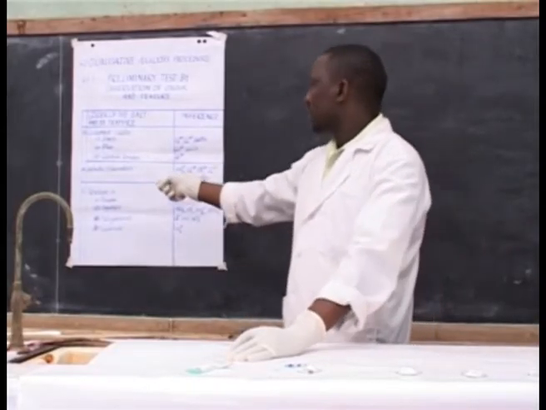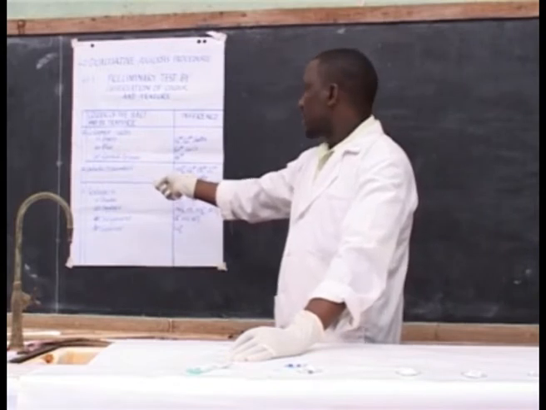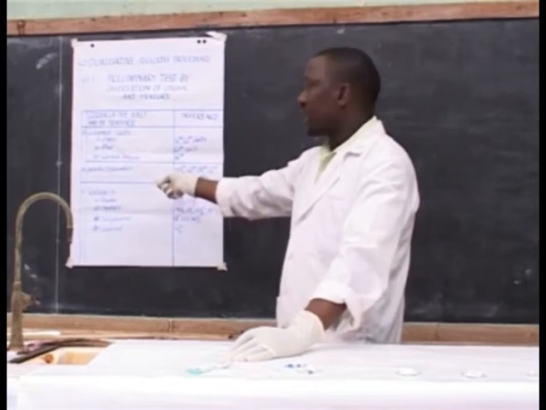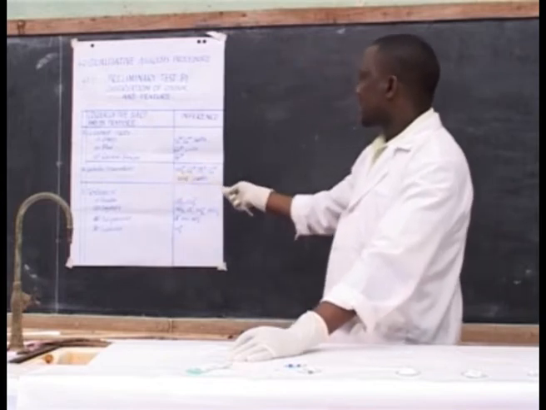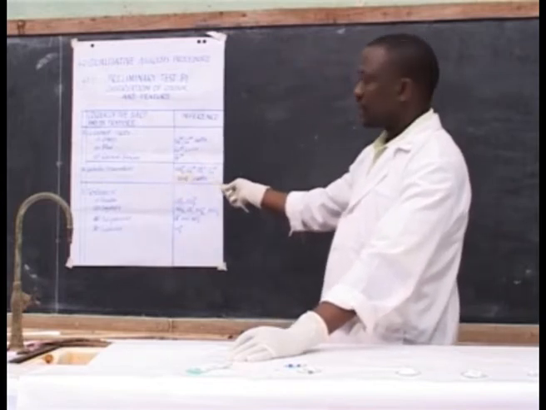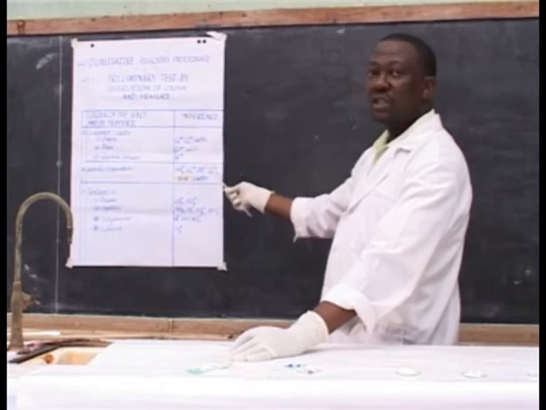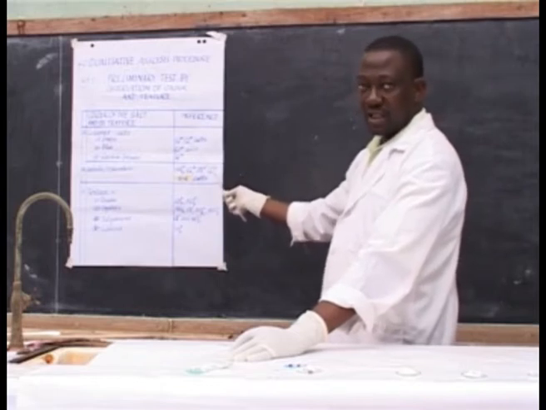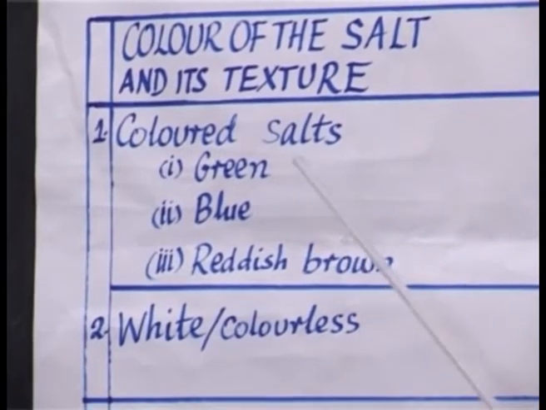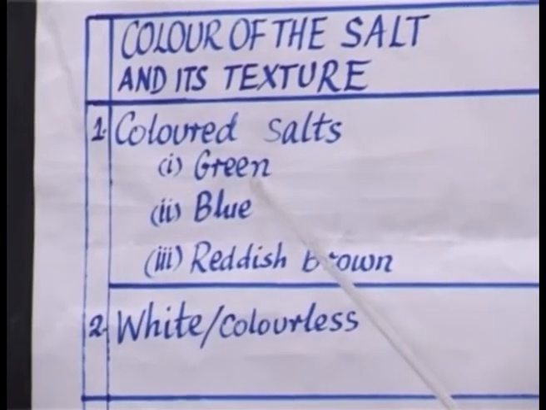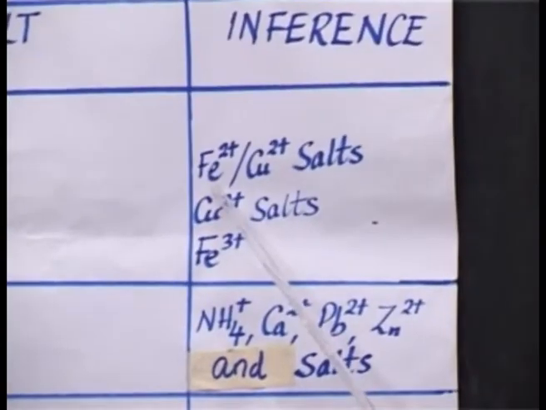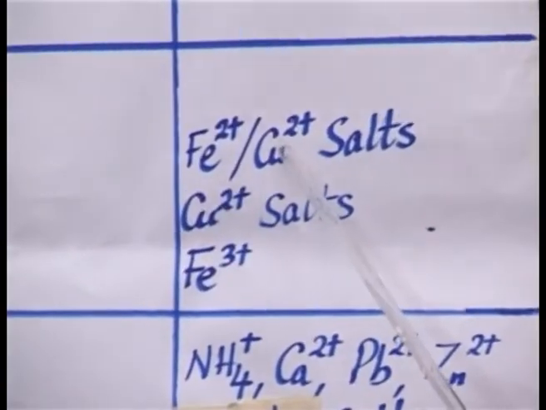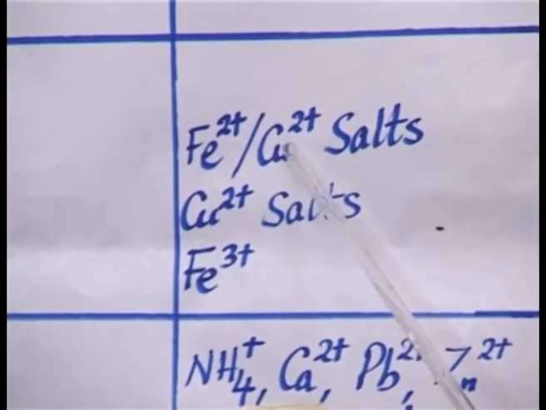When the salt is green in color, it infers that there is either iron 2 or copper 2 ions in that salt.